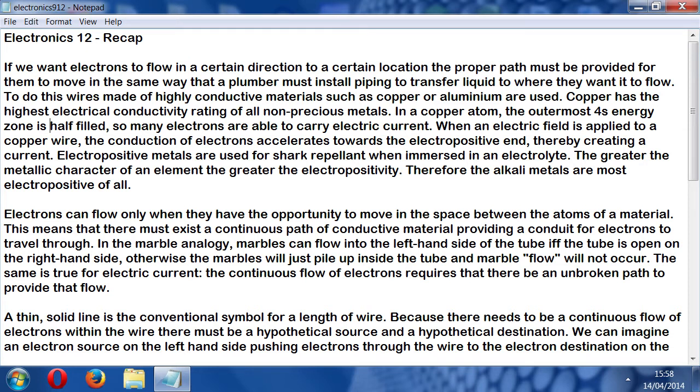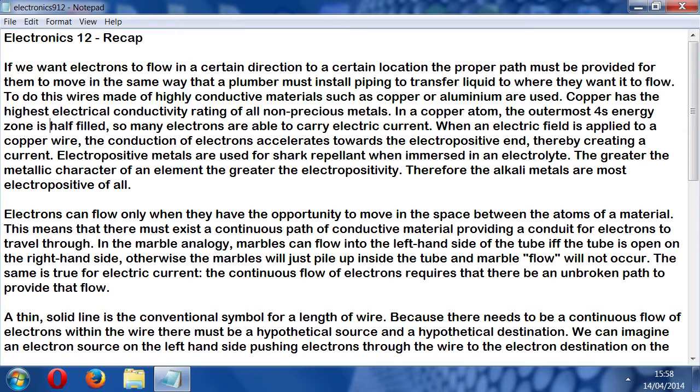So look around the atmosphere's energy zones, half fields, many electrons able to carry electric current. Like I say, it's not all included in what I actually said in the previous episode. It's just a bit of stuff I was looking up. When an electric field is applied to a copper wire, the conduction of electrons accelerates towards... So we haven't even spoken about electric field yet. So again, I'm getting ahead of myself here, but I just thought it was interesting to look at this term.